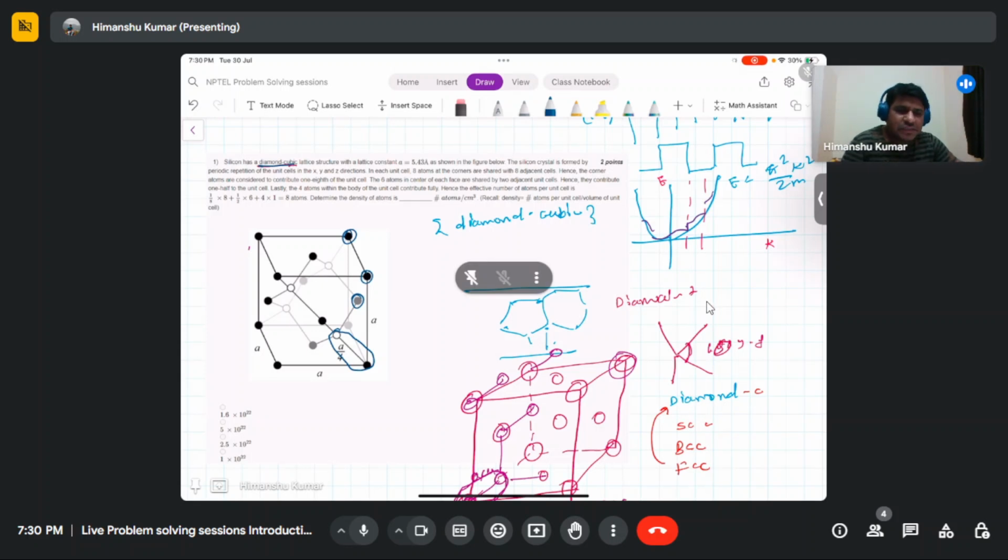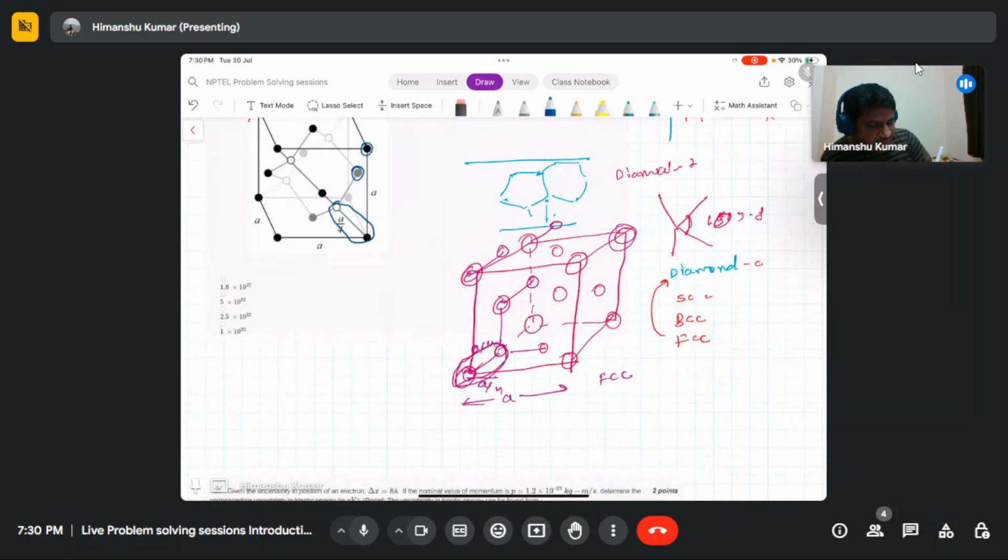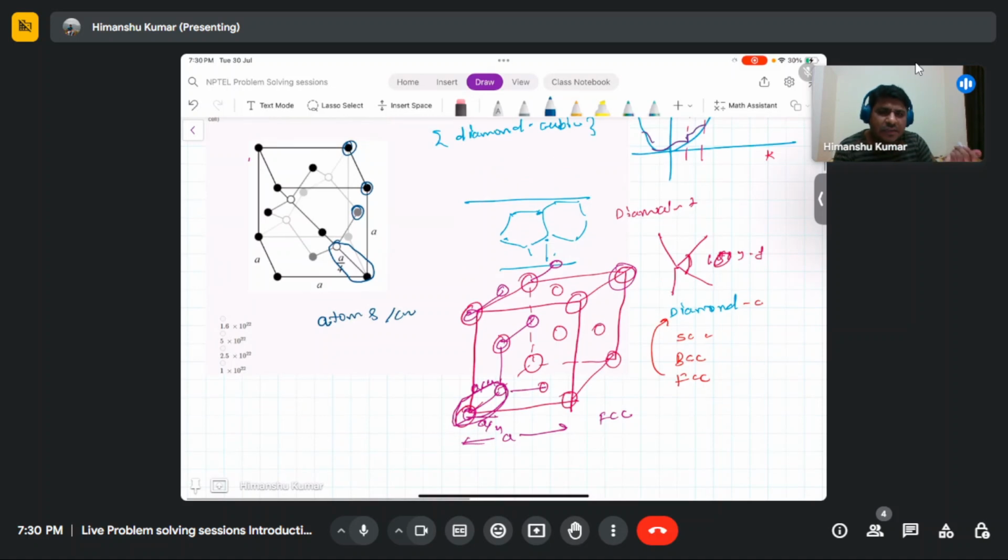Okay, so basically, to calculate the density, you need to calculate in atoms per centimeter cube. The crystal is just a repetition of this unit cell. So if you calculate the total number of atoms in this and divide it by the volume, then you will get how many atoms you have per unit volume.